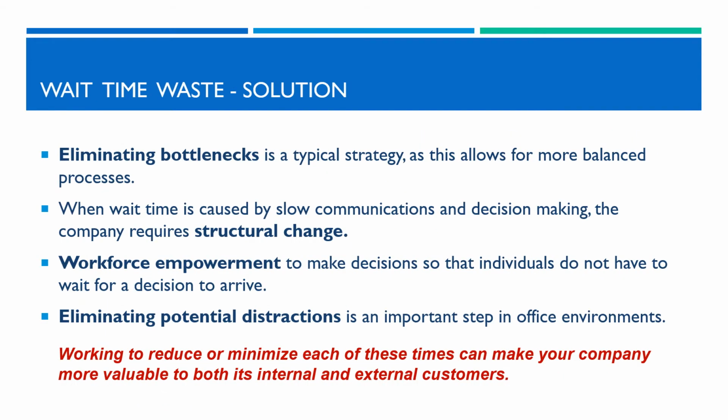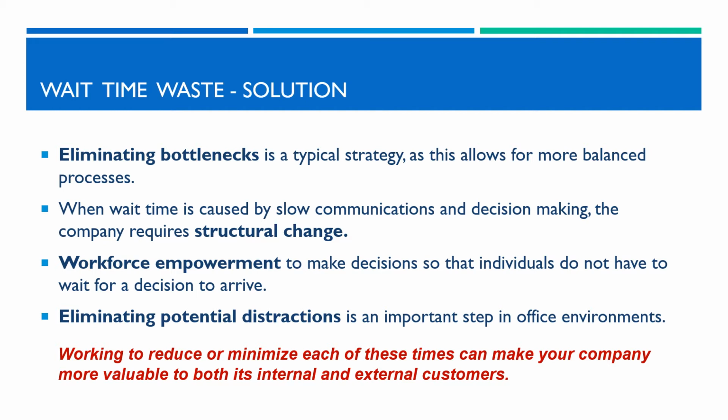Eliminating wait time is usually a straightforward process. Once the wait time is identified, eliminating bottlenecks is a typical strategy, as this allows for more balanced processes. When wait time is caused by slow communications and decision-making, the company requires structural change. Systems need to be upgraded to ensure information reaches the people that need it. The workforce needs to be empowered to make decisions, so that individuals do not have to wait for a decision to arrive.